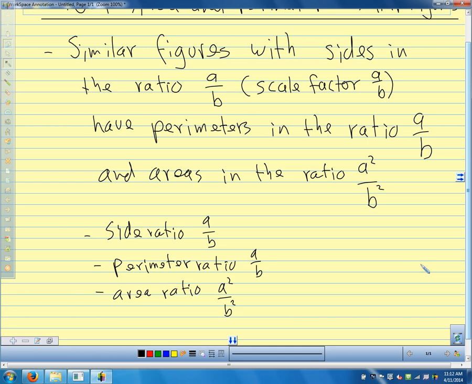So this is really the only piece of information for this section. All we need to know is the side ratio. The side ratio tells us the perimeter ratio. The square of the side ratio tells us the area ratio. And we're going to write proportions with those ratios to solve problems.